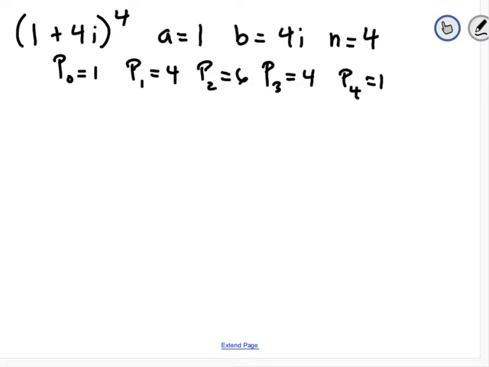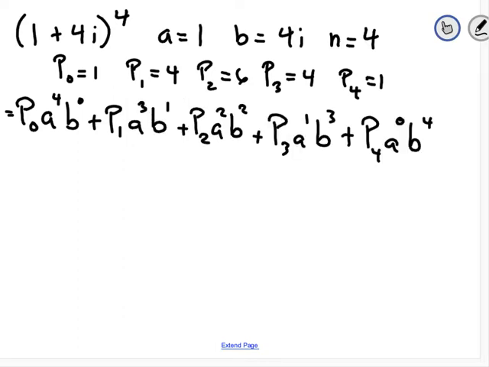And so what we end up having is we have an equation or a summation that looks like this. P0, A to the 4, B to the 0, right? I put B to the 0 because we want to be able to see the numbers increase with our B's and decrease with our A's so we can understand the pattern. But anything raised to the 0 power is 1. So let me go ahead and finish this up. Now we have our total summation from P0 to P4.